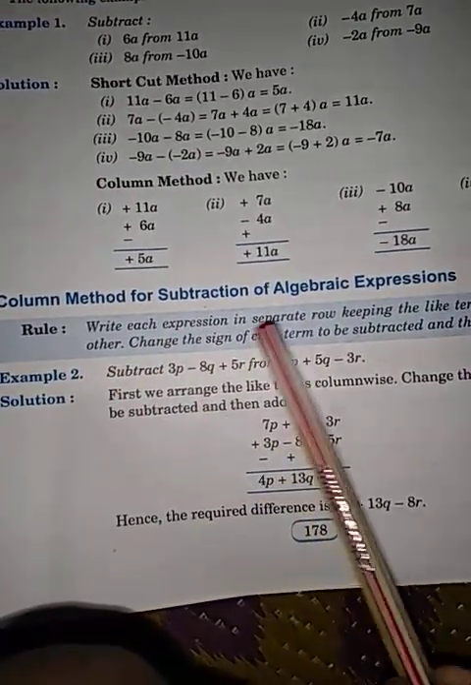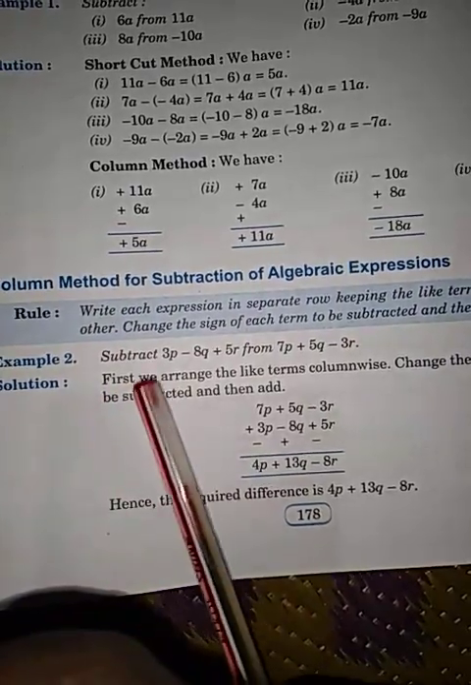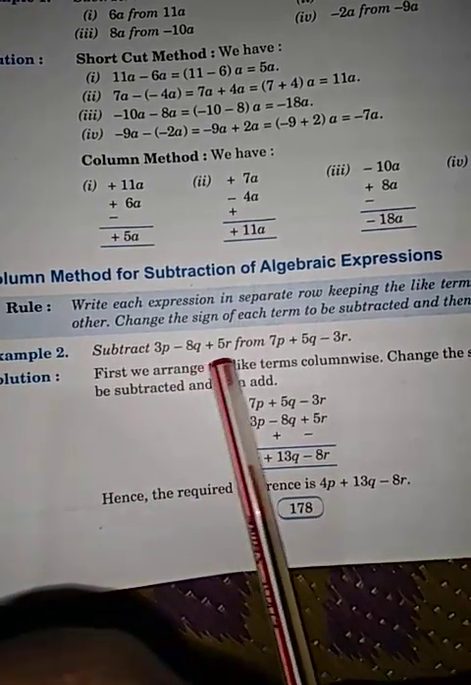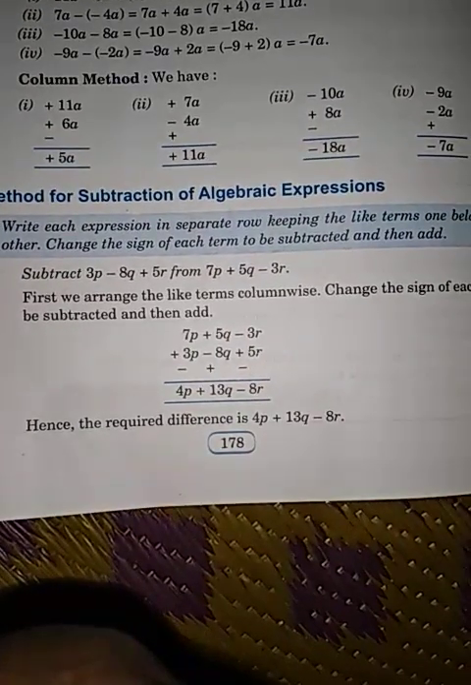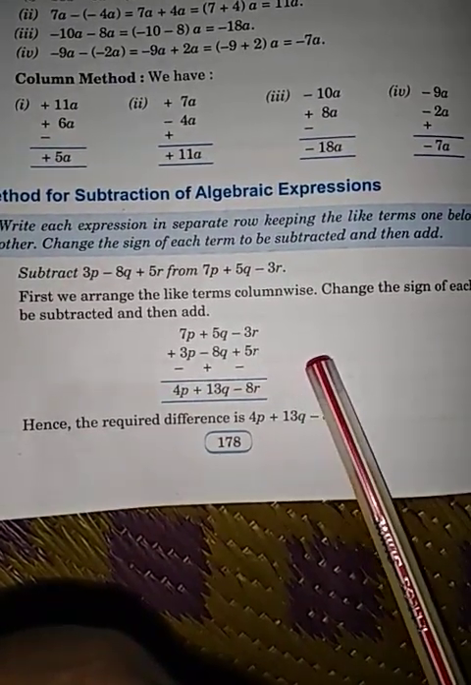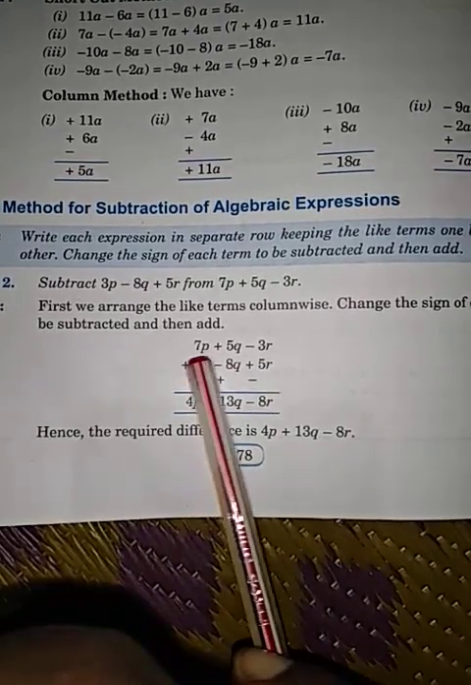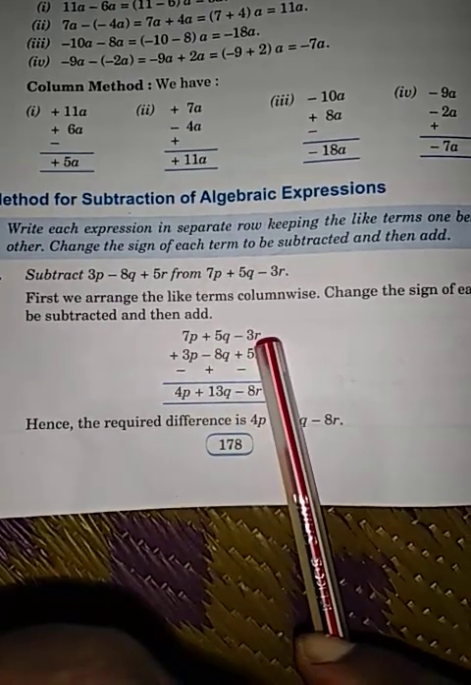Column method for subtracting algebraic expressions. Subtract 3p minus 8q plus 5r from 7p plus 5q minus 3r. First we arrange the like terms column wise. Change the sign of each term to be subtracted and then add.